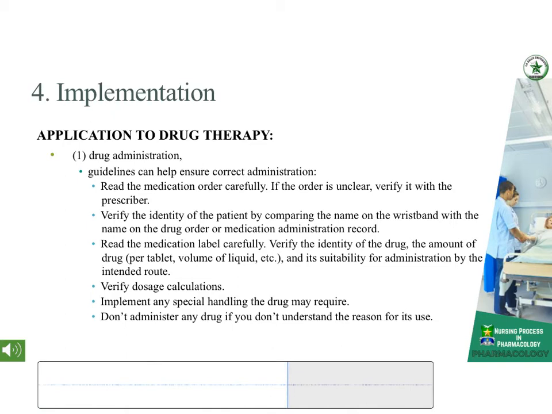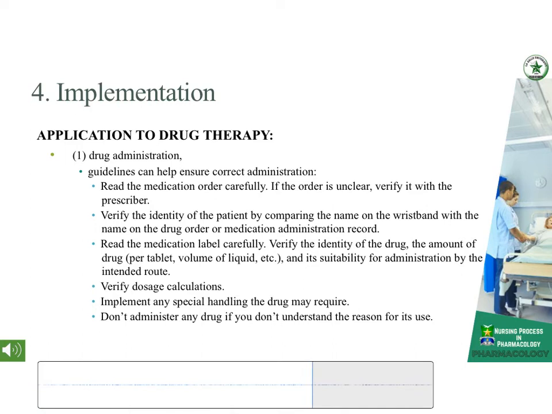What are these guidelines? Number one, read the medication order carefully. If the order is unclear, verify it with the prescriber, verify it with the doctor. If it is not clear to you, do not attempt to read unclear prescriptions, the handwriting of the doctor.